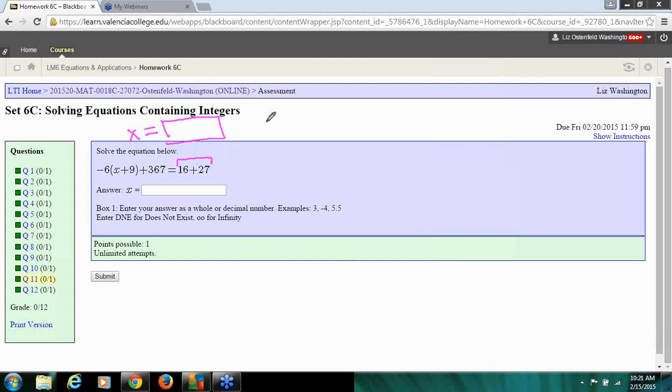So when I rewrite this problem over here, I'm actually going to already combine the right hand side. 16 and 27 gives us 43.